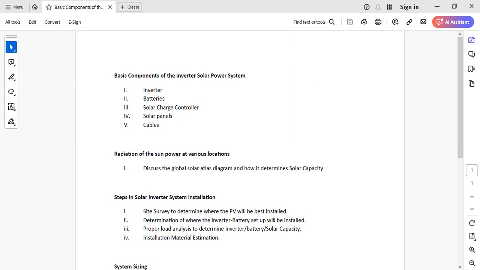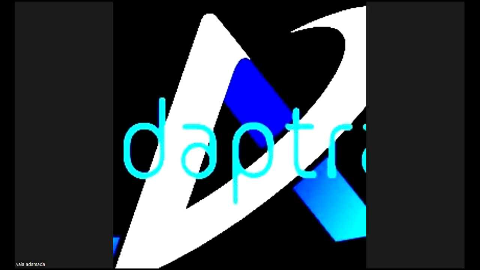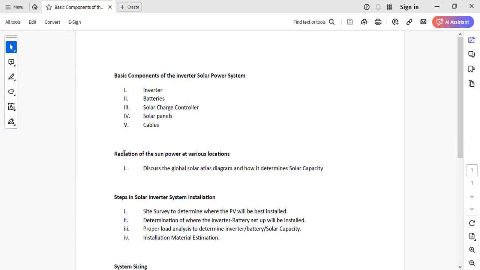So now the next thing I would want us to talk about is something else. Let me stop sharing this. If you look at this page, the next thing I want us to talk about is radiation of sun power at various locations. So what comes to your mind? Discuss the global solar and how it affects determining solar capacity.